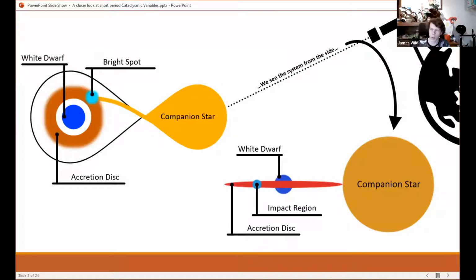Of course, that means you've got an accretion disk, but you've also got this matter stream connecting the two stars, which is ballistic. It's just free falling under gravity. So where it meets the outer edge of the accretion disk, it's moving really quick, and it just slams into the outer rim, and you get this shock heated impact region. We call that the bright spot, and it's a pretty significant source of flux in the systems.